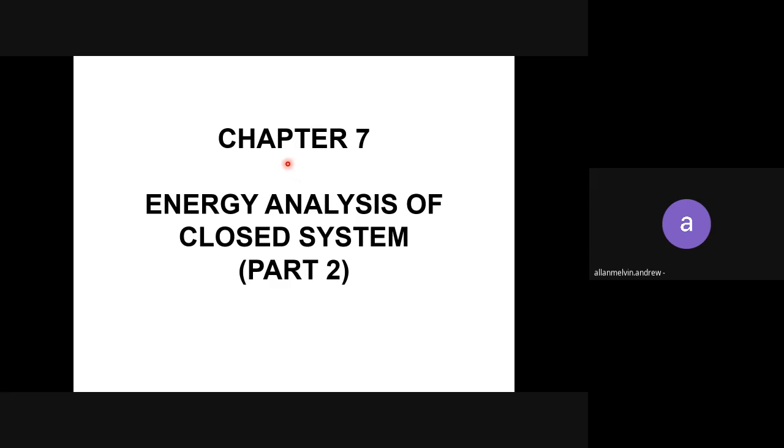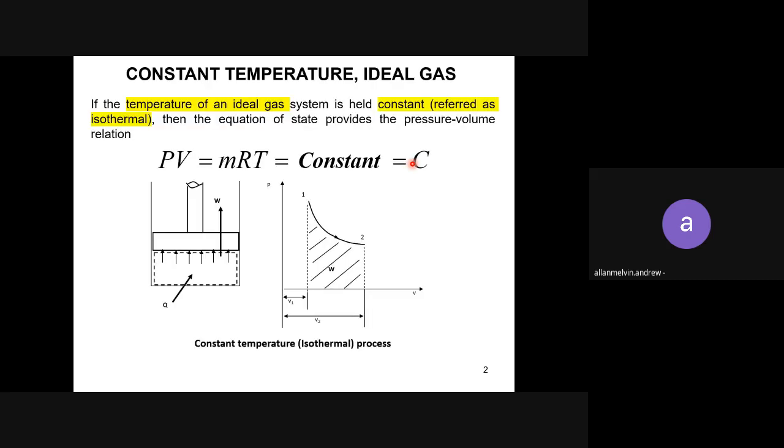I think most of your friends are already here, so we will start chapter 7, part 2 on the energy analysis of the closed system. Constant temperature, ideal gas. Previously we have seen constant pressure and constant volume for closed system. Today we will see what constant temperature is about, especially for the ideal gas. If the temperature of an ideal gas system is constant, we always call it isothermal, meaning constant temperature.